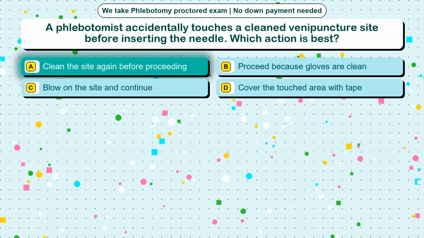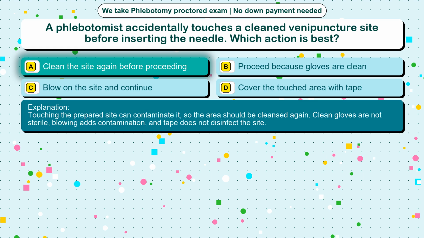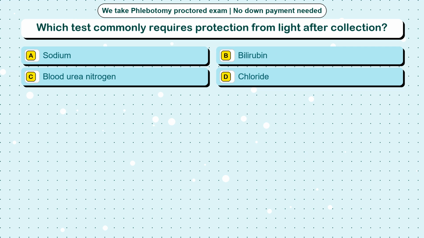The correct answer is option A, clean the site again before proceeding. Touching the prepared site can contaminate it, so the area should be cleansed again. Clean gloves are not sterile, blowing adds contamination, and tape does not disinfect the site. Question 55.